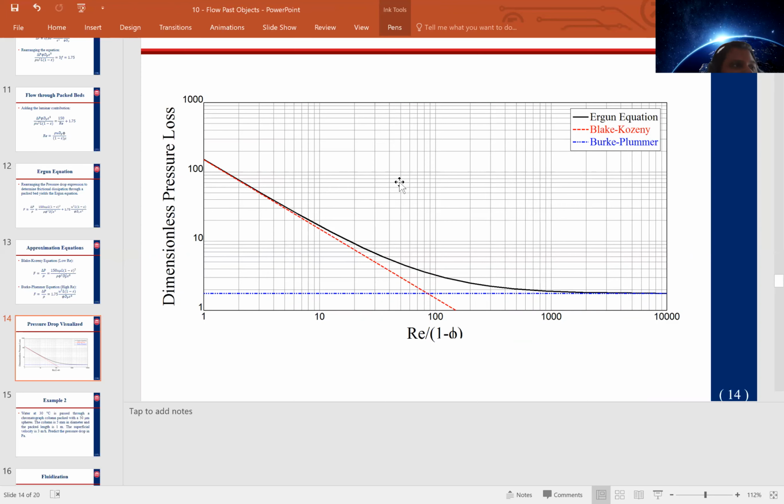So are there any more questions on the concepts that I've introduced on packed beds, as well as the Ergun equation? With the friction factor you mentioned, is that the one from the Fanning chart? Yes, that is correct.